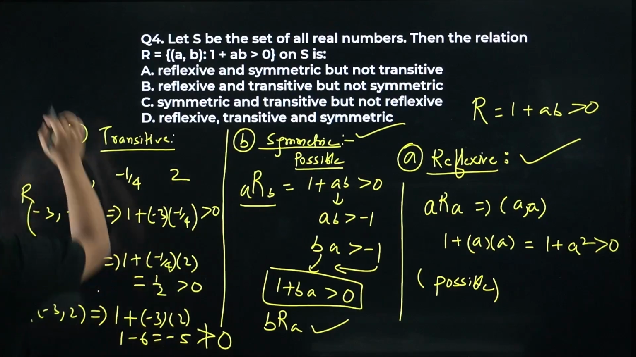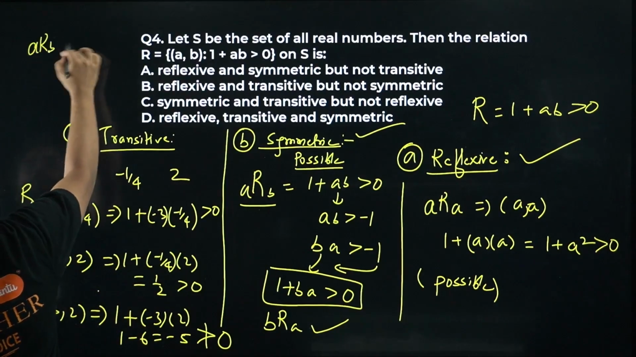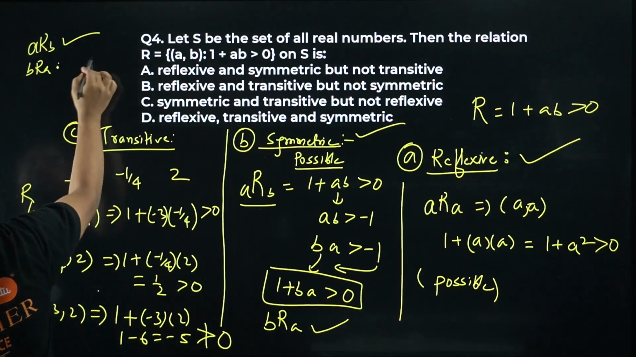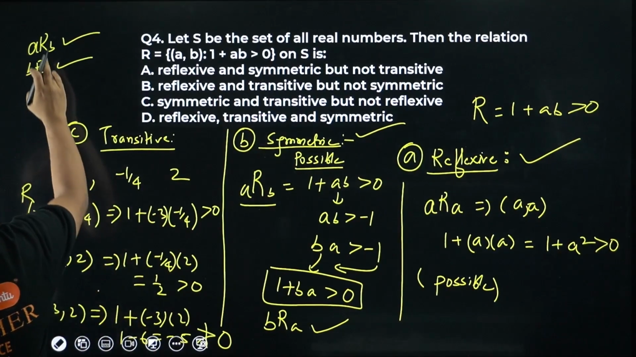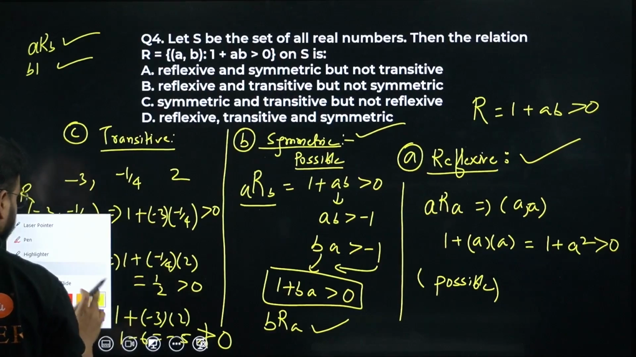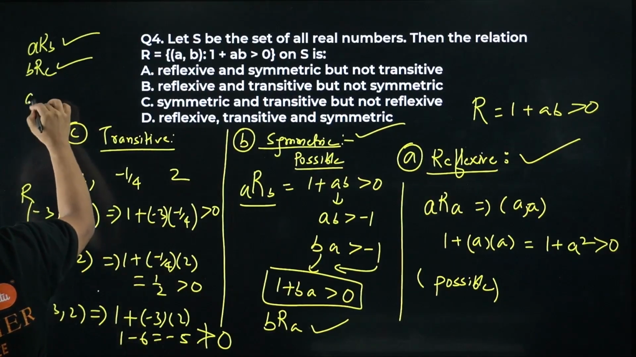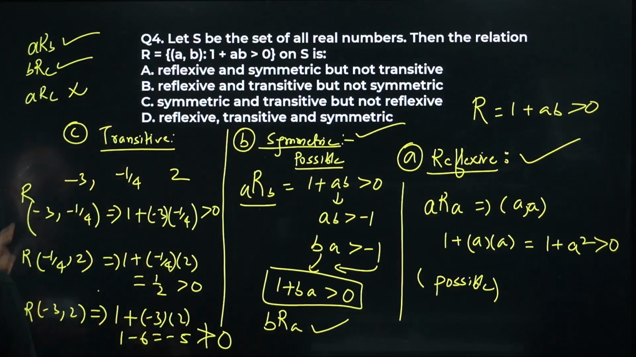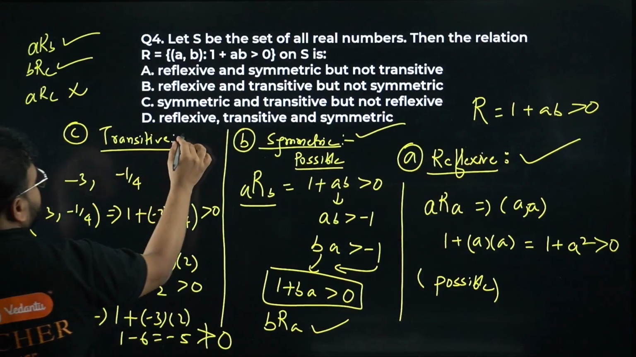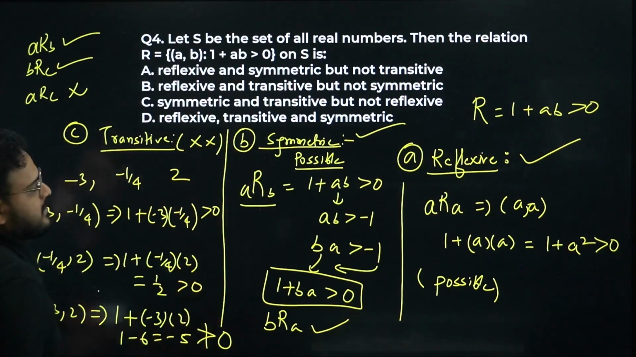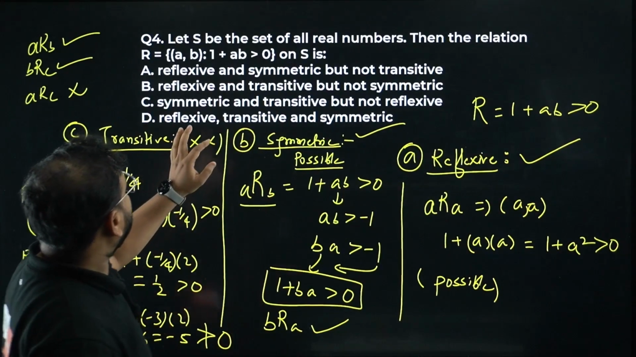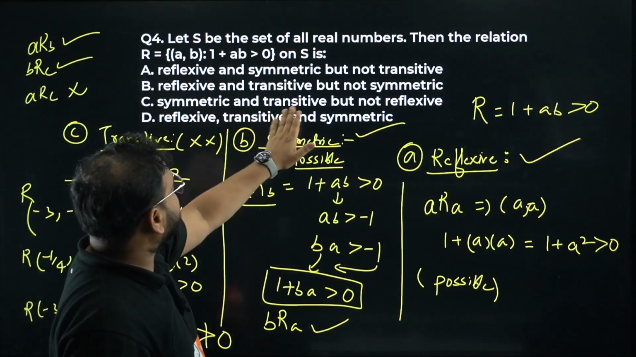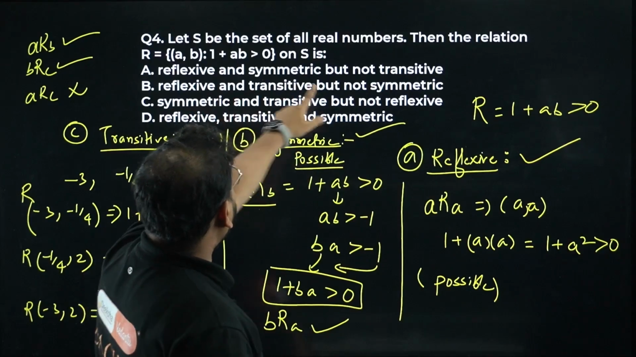It means your ARB was true, BRC was true, but ARC is not true. It means not possible for this statement. It means not transitive. Please check the options. We have symmetric and transitive, but no. The case will be option A, right?